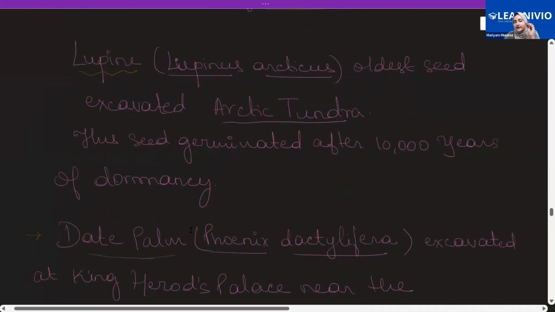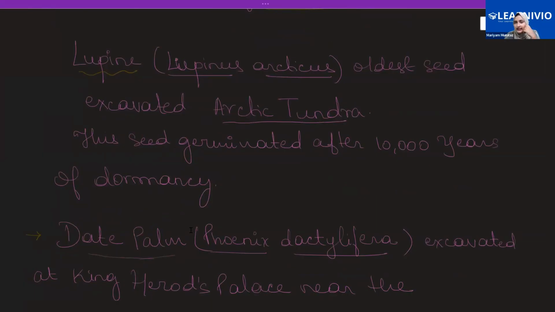Lupine, whose scientific name is Lupinus arcticus, is the oldest seed that was excavated from the Arctic tundra, and it germinated after 10,000 years of dormancy. Imagine, for 10,000 years it was dormant. And then, once it was given the right amount of temperature and everything, it germinated. The seed can live for that long, 10,000 years.